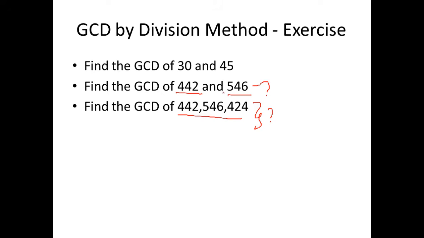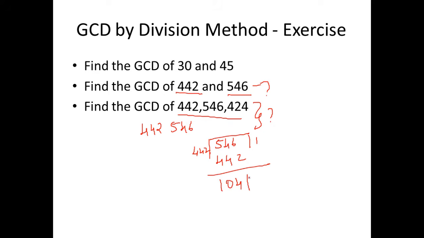So did you find the GCD of 442 and 546? When we take 442 and 546, which is the greatest number here? 546 is the greatest number. So we take 546, we divide it by 442. So 442 into 1 is 442. And what is the remainder here? 104. Once you get a remainder, you divide it with the divisor, that is 442.